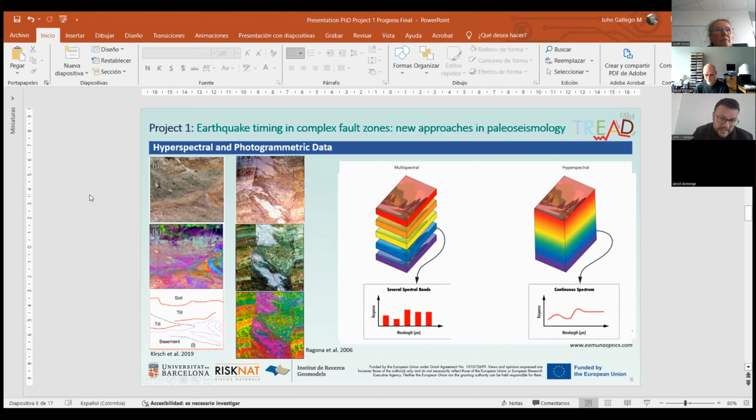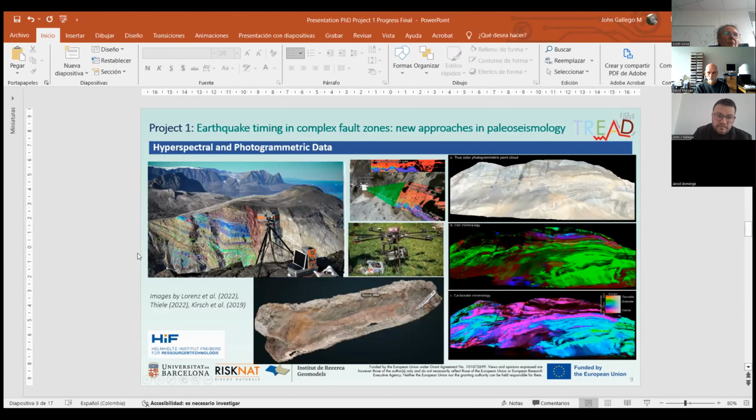Some studies have been done before. For instance, we have here a paleoseismology course by Ragona. We have here the change of the colors. These false colors are related to hyperspectral imagery that can easily trace and identify the deformation. A lot of machine learning advances have also been made in this field. Here we have the study of Maurice Kirsch, where we can trace some geological mapping automatically.